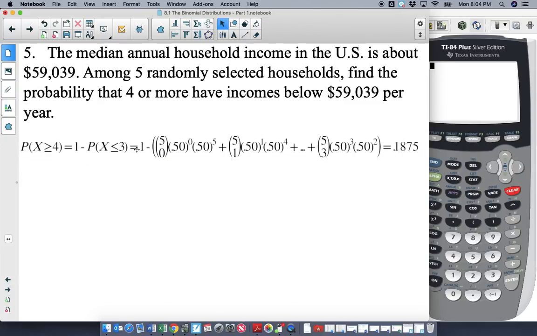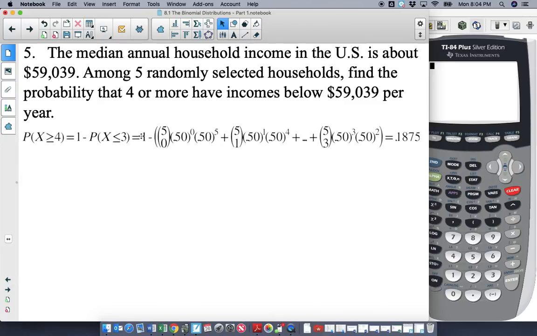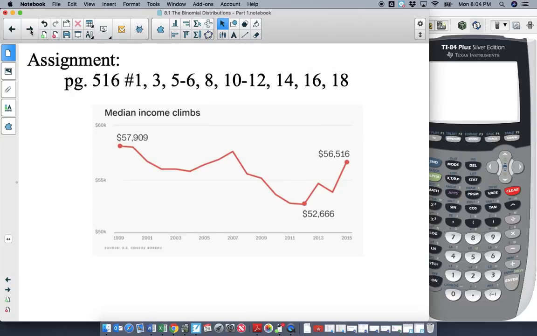All right, that really was the last problem. So tonight's homework is page 516, numbers 1, 3, 5, 6, 8, 10, 11, 12, 14, 16, and 18. Okay, now really have a fabulous weekend, guys. I will see you on Monday.